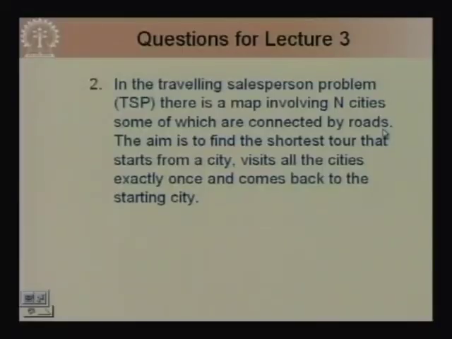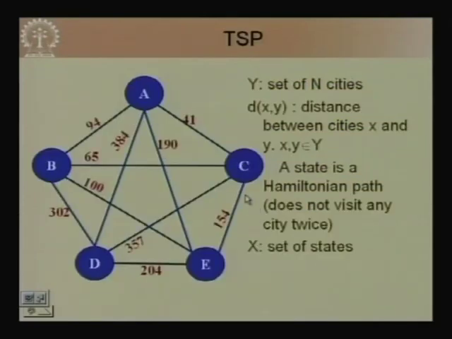The second problem that we assigned in the last class was the traveling salesperson problem. In the traveling salesperson problem, we have a map involving n cities, some of which are connected by roads. The objective is to find the shortest tour that starts from a city, visits all the cities exactly once, and comes back to the starting city.